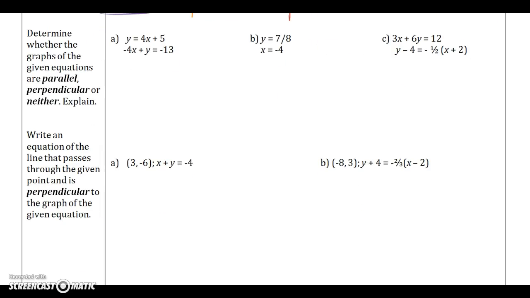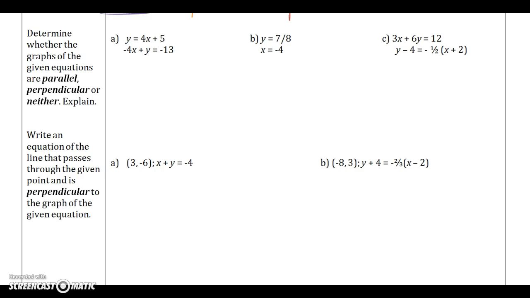Determine whether the graphs of the equations are parallel, perpendicular, or neither. So remember, parallel means they have the same slope. Perpendicular means they have opposite reciprocal slopes. And neither means they don't fit either of those categories. So what do I need to solve this? Well, I need the slopes from each line.